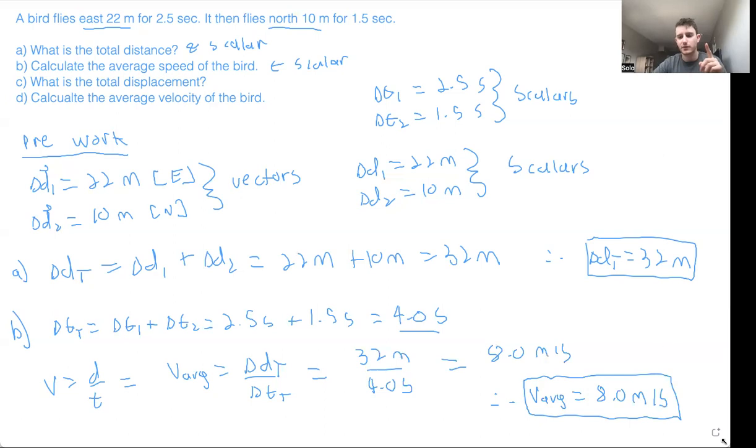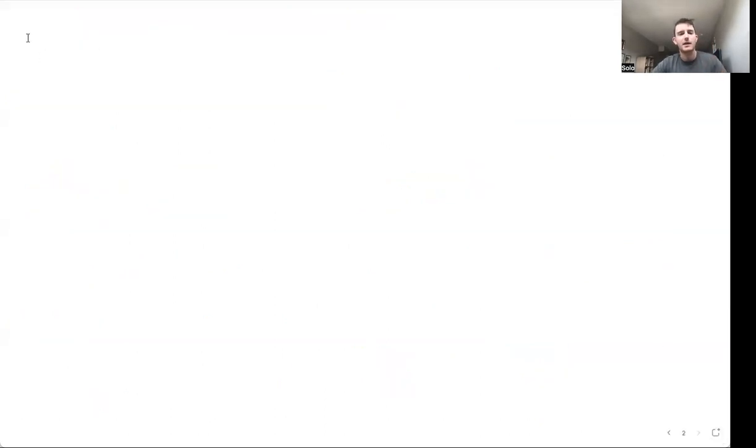So now let's move to part C. We're going to see something a little different. So I'm going to flip to a new board here. So part C is saying, what is the total displacement? So displacement is different than distance because all displacement cares about is where did you start and where did you finish? And what's the difference? How much land did you displace in that walk?